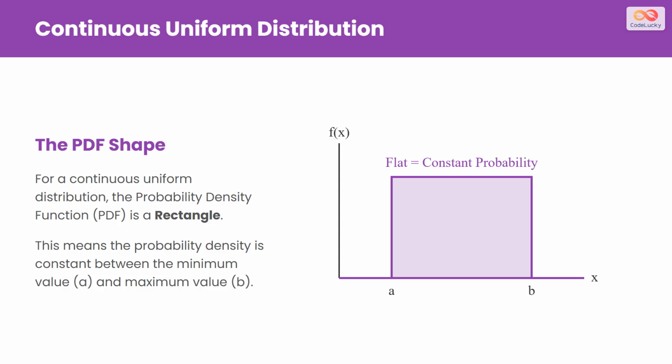Now let's look at the continuous type. Here, we use a probability density function, or PDF. Because every value between the minimum and maximum is equally likely, the graph forms a perfect rectangle. The line is flat between the start and end points, indicating constant probability density.